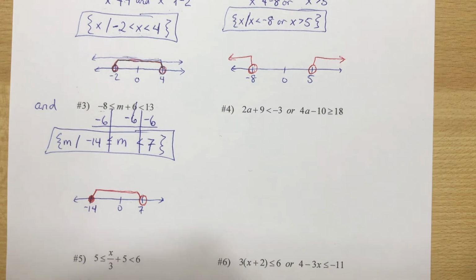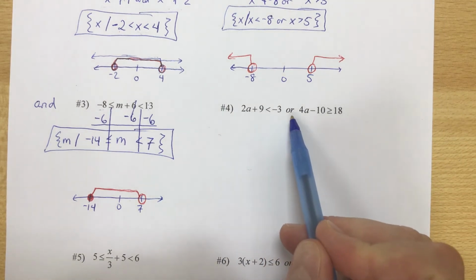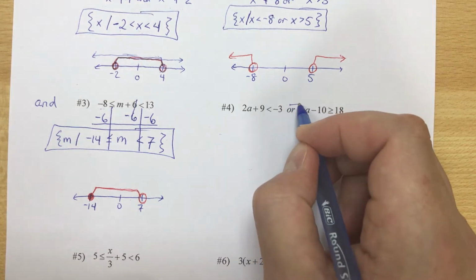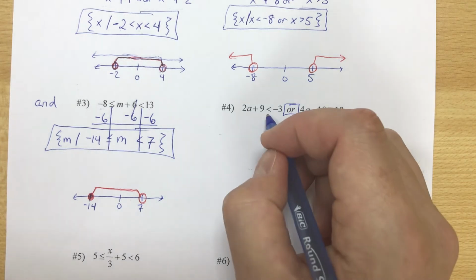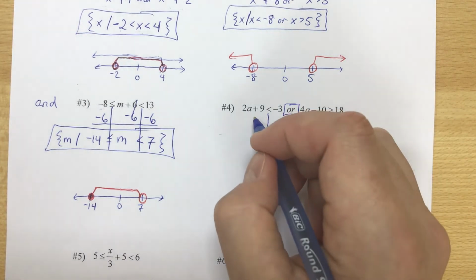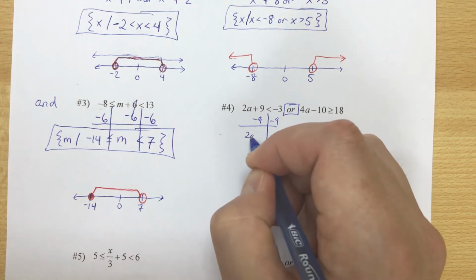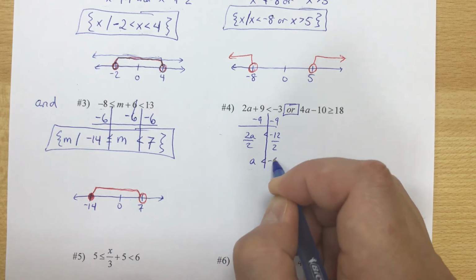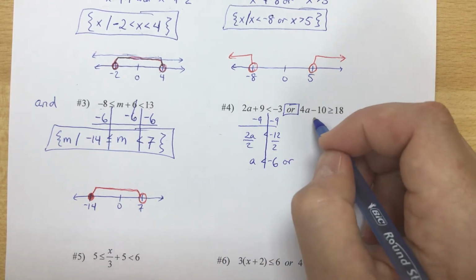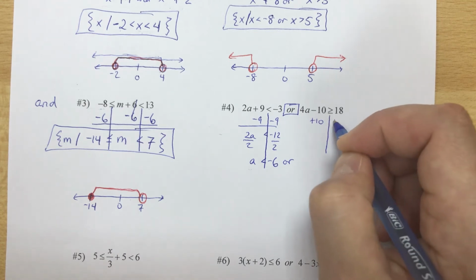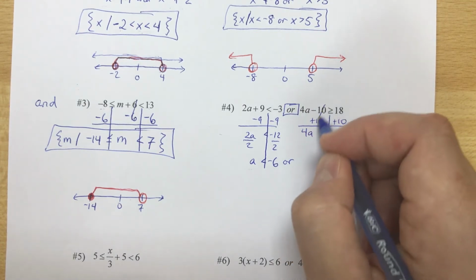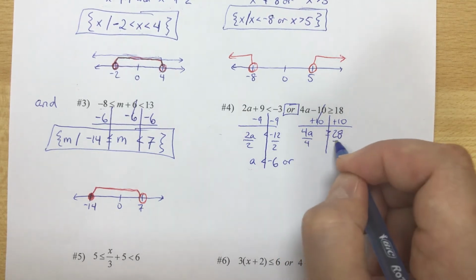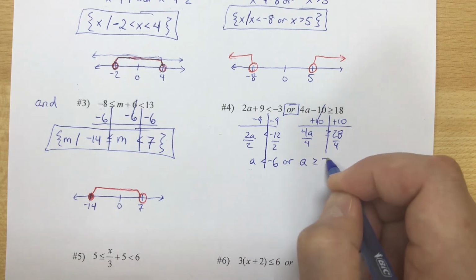Let's take number 4. 2a plus 9 is less than -3, or 4a minus 10 is greater than or equal to 18. So this is an or problem. So we'll solve these separately. So we'll go -9. And then we'll divide by 2. A is less than -6, or here we would go plus 10. So 4a is greater than or equal to 28. Divide by 4. And we get a is greater than or equal to 7.